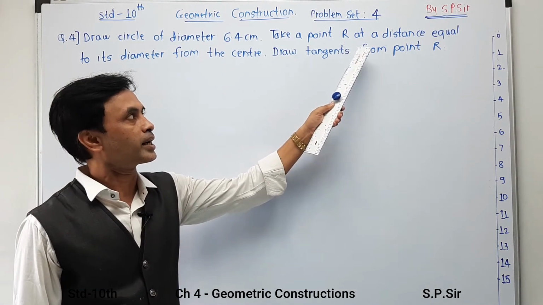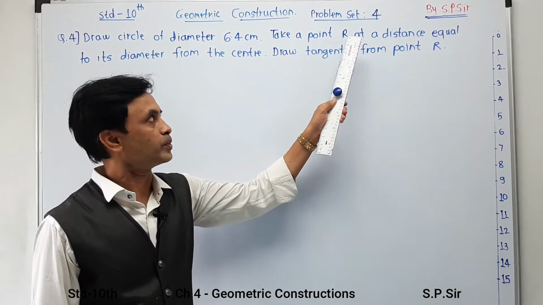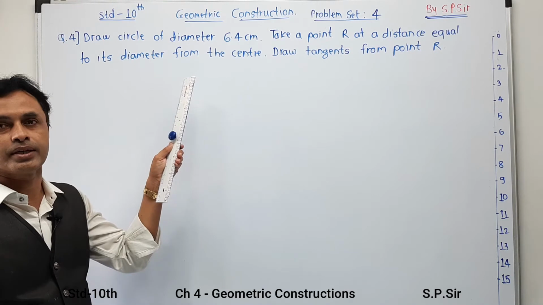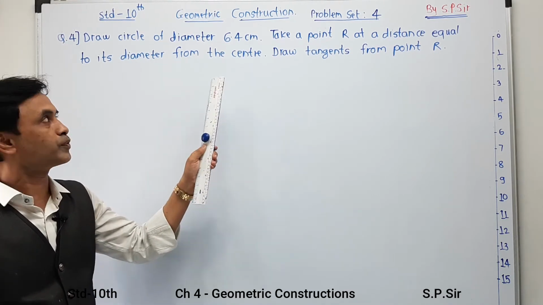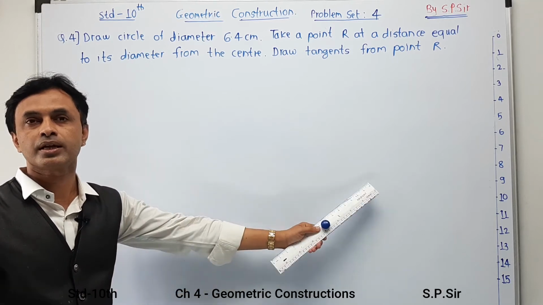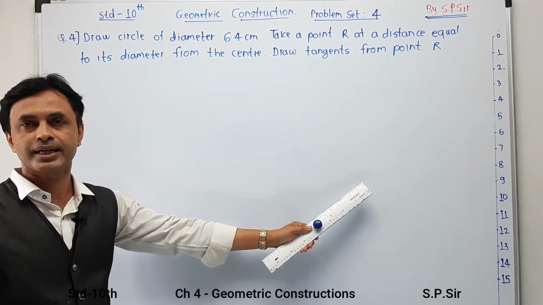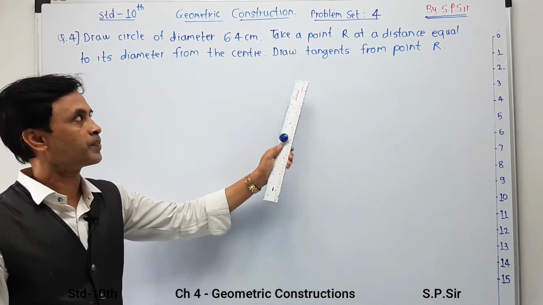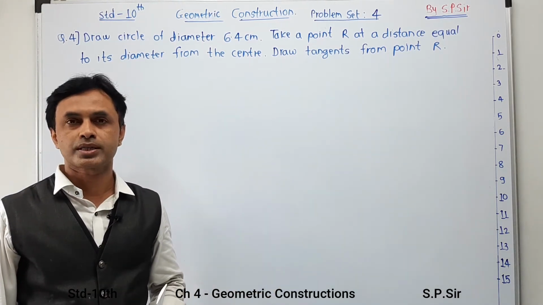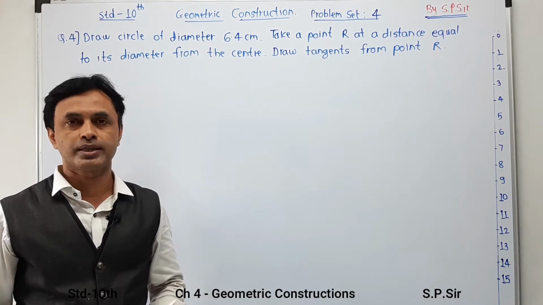Take a point R at a distance equal to its diameter, which again is 6.4 centimeter. From the center, you have to take the distance up to the point outside the circle, and that is the diameter 6.4. Draw a tangent from point R. From the point which is outside the circle, we have to draw a tangent.